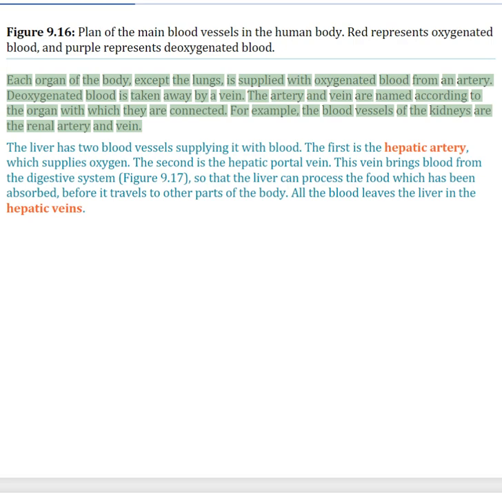Each organ of the body, except the lungs, is supplied with oxygenated blood from an artery. Deoxygenated blood is taken away by a vein. The artery and vein are named according to the organ with which they are connected. For example, the blood vessels of the kidneys are the renal artery and vein.